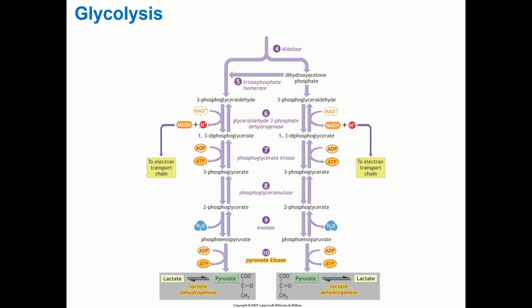Then, if there is oxygen available, because let's say we're working at a low intensity and we can deliver enough oxygen to the muscle cell, it can diffuse inside the cell and go into the mitochondria. If there's oxygen available, then this pyruvate is going to go inside the mitochondria, as is this one, and as are these NADHs.